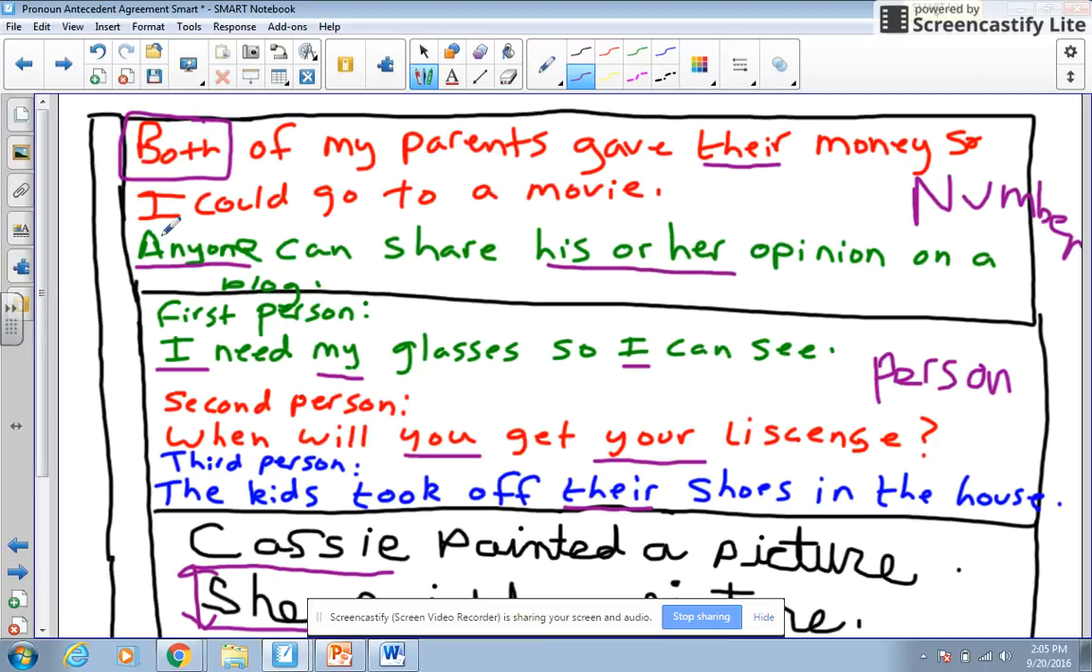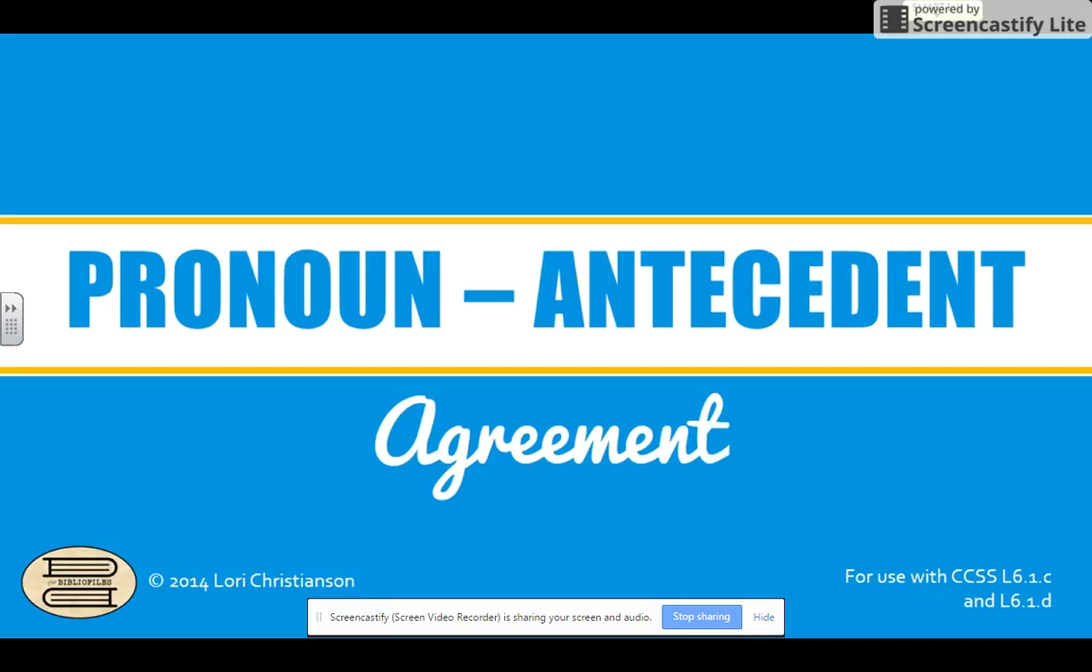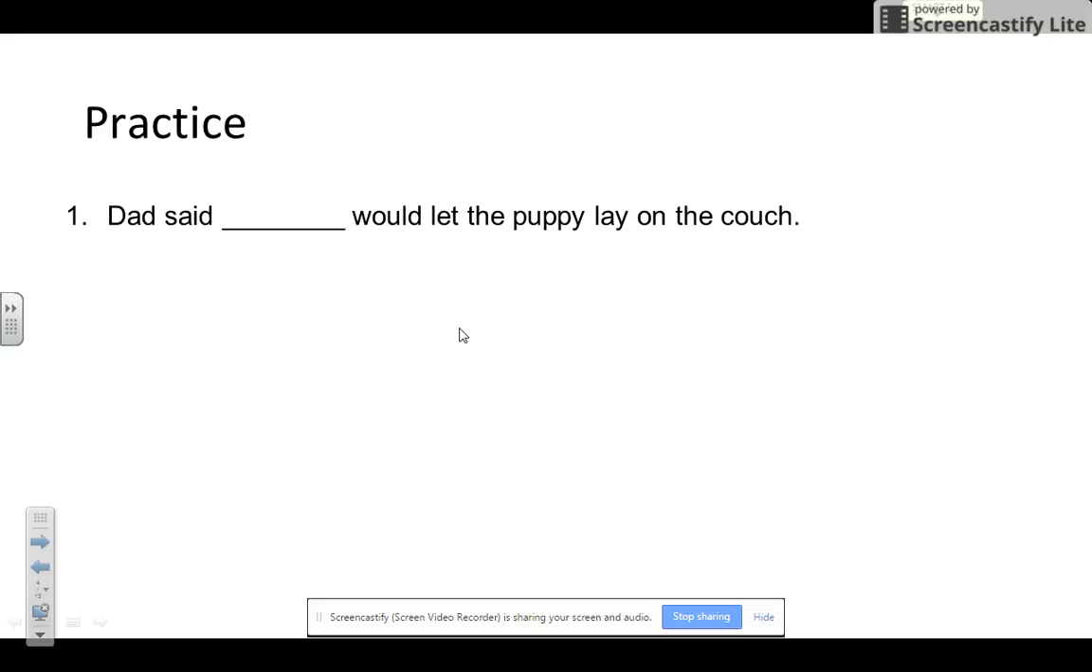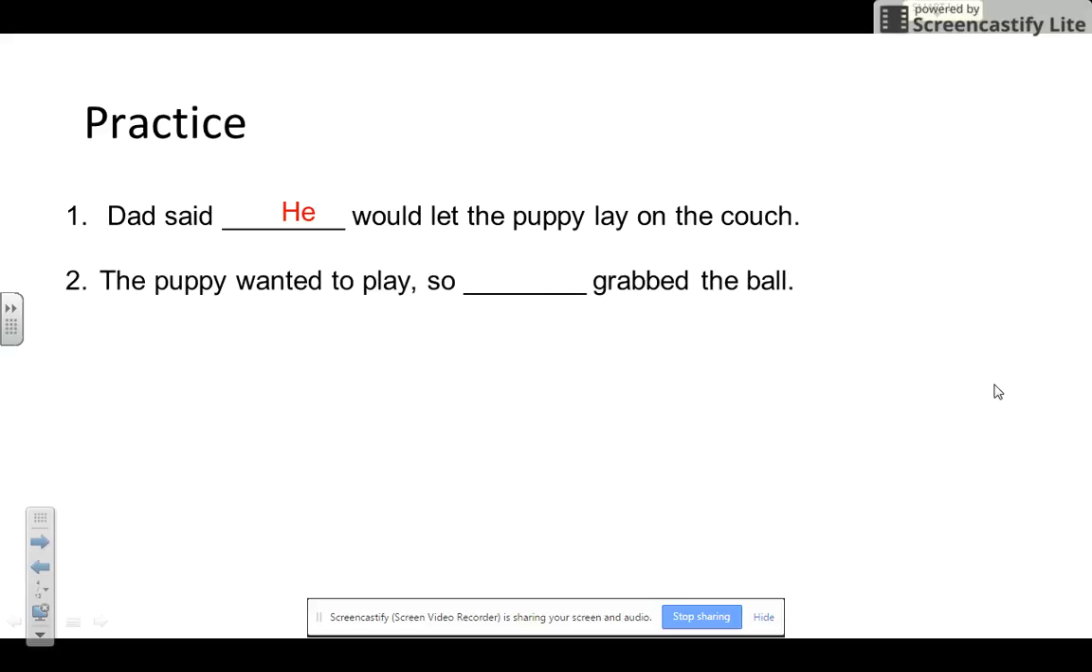All right, so now with that being said, let's practice this just a little bit just to make sure that we've got this down. Dad said blank would let the puppy lay on the couch. This is one of these gender pronoun antecedent agreements. So we need to figure out what word I can use to replace Dad with, and of course it's he. The puppy wanted to play, so blank grabbed the ball. Now puppy, we don't know the gender of the puppy. We don't know if it's a girl puppy or boy puppy. If you don't know the gender of an animal, it's okay to refer to it as it.